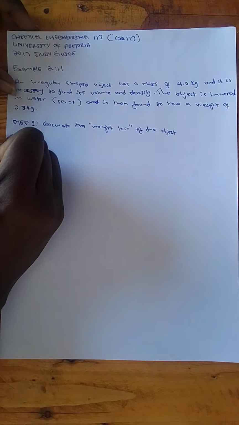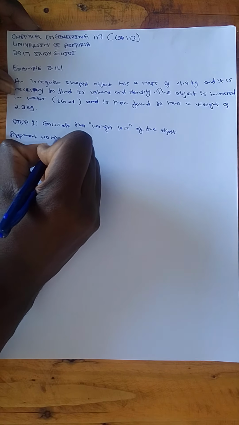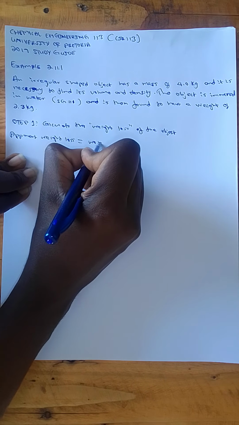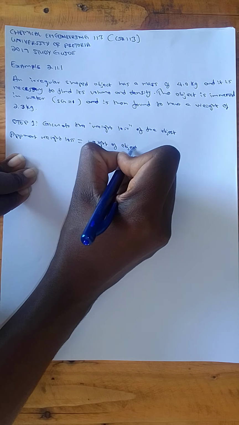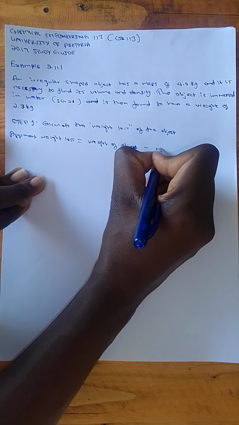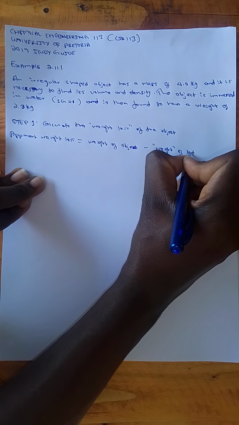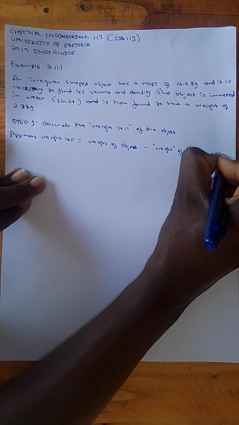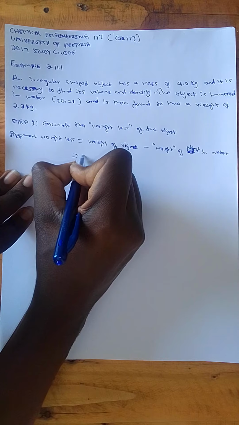For us to do that, we can say apparent weight loss equals the weight of the object, excuse my handwriting, minus the weight of the object in water. So that is our equation.